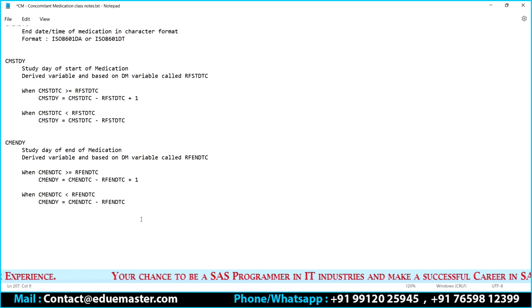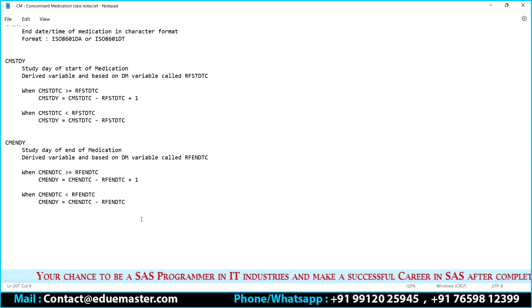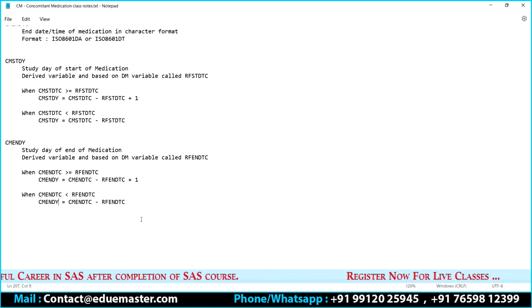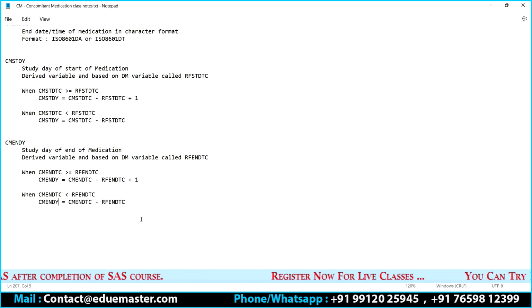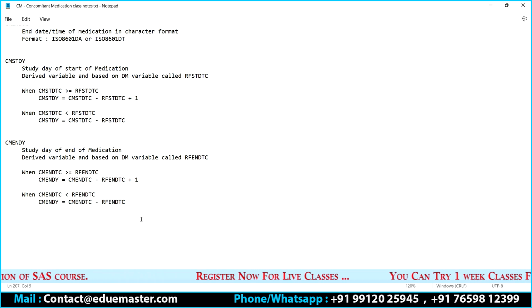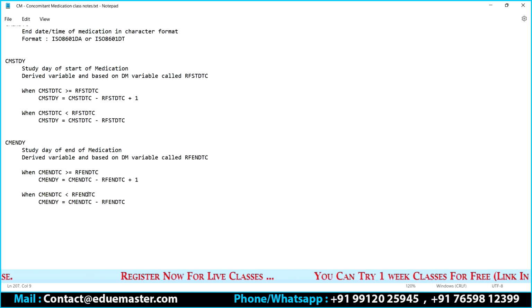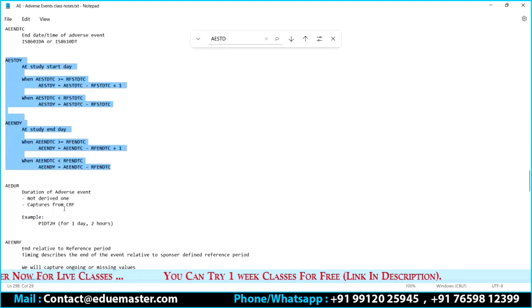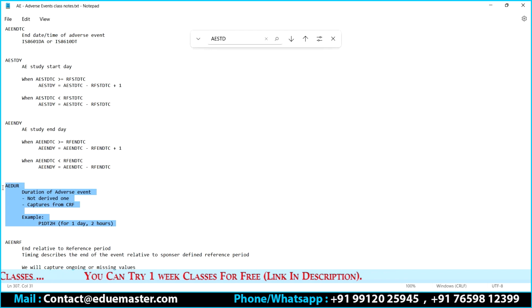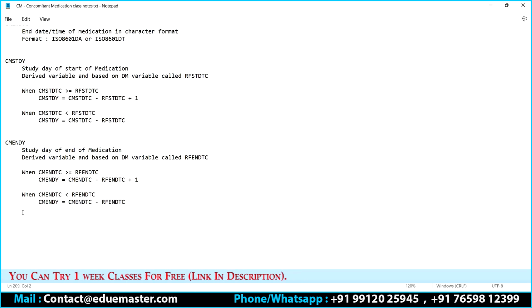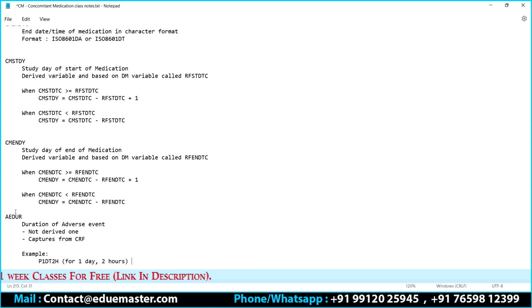Clear? Right? The same calculation techniques that we are going to use right from the beginning. So if your concomitant medication start date and time is prior to your reference start date and time, then you are going to subtract and add 1. Else it's simply going to subtract. The same logic is applicable for the AE. Right. So you have one more variable here. What is that? AE duration. Similarly, here I'm going to have CM duration.